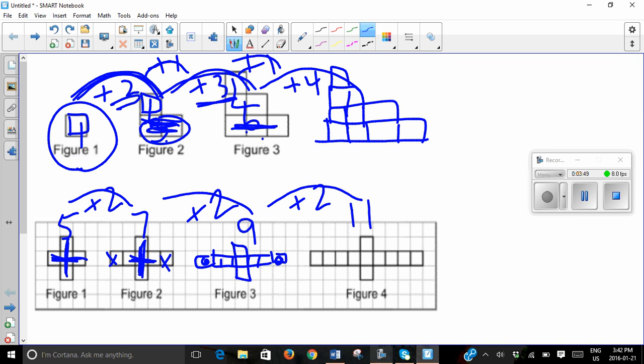And the pattern rule for this one is a little bit easier because what you're adding is constant. It's not changing. So they would say, à partir de 5, starting with 5, ajoute 2 chaque fois, add 2 each time. There's 1 to the left and 1 to the right. So, à partir de 5, ajoute 2 chaque fois.